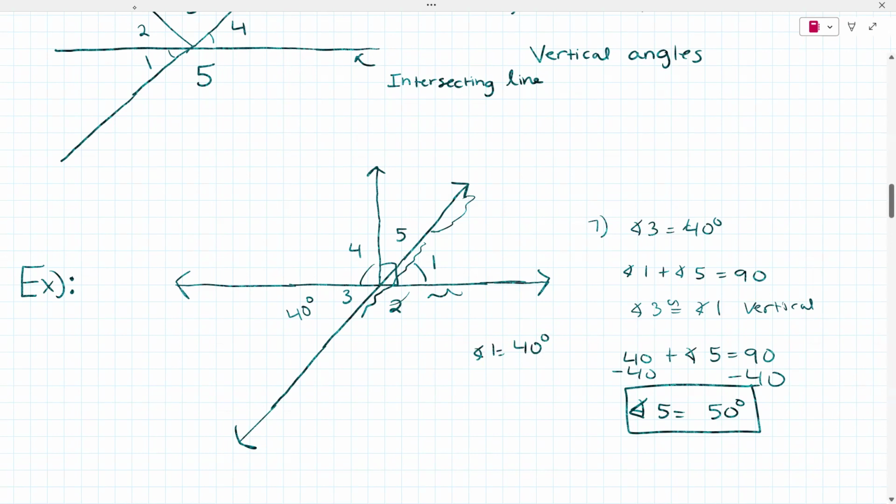Kind of, yes. What's the relationship between angle 1 and angle 2? They are supplementary. So we can say that angle 1 plus angle 2 equals 180 degrees. Angle 1 is 40, plus angle 2 equals 180. Subtract 40 from both sides, and I get angle 2 is 180 minus 40, which is 140 degrees.